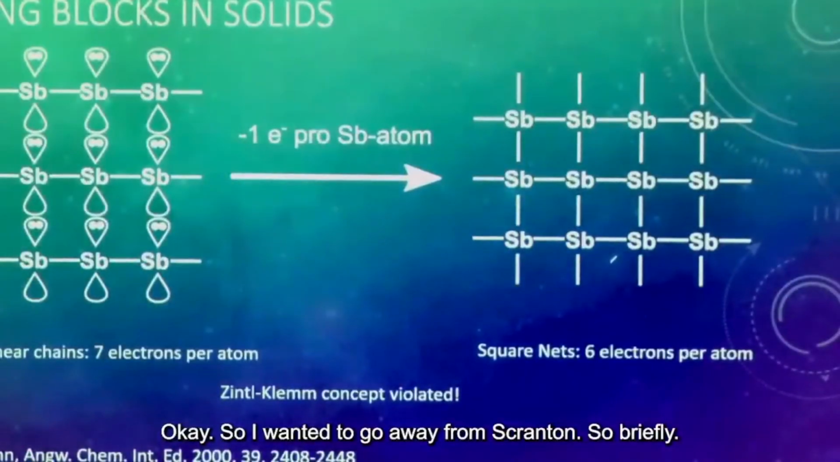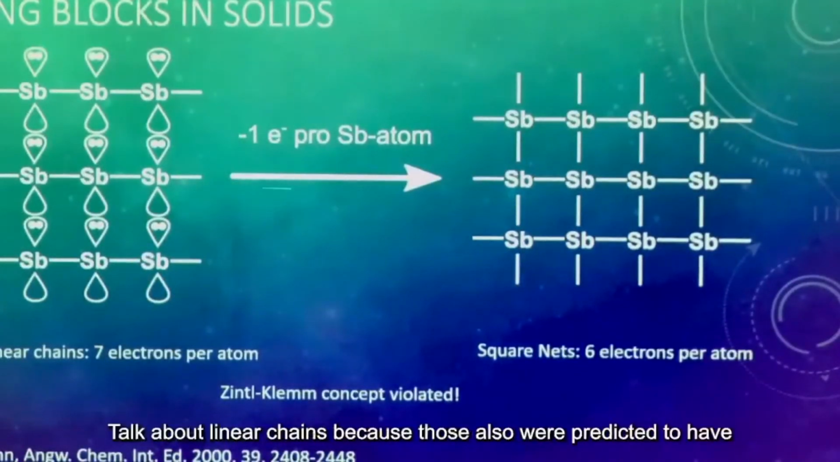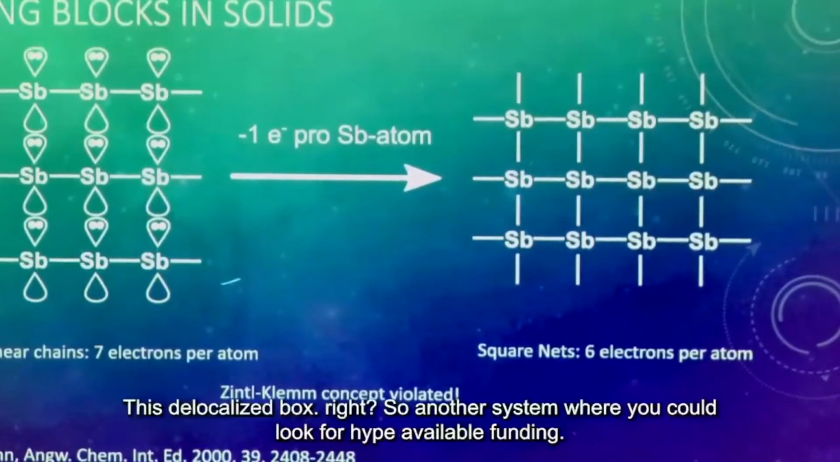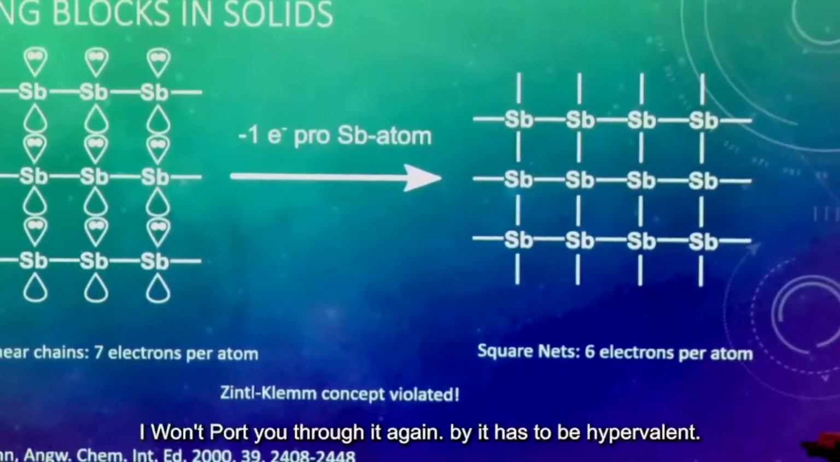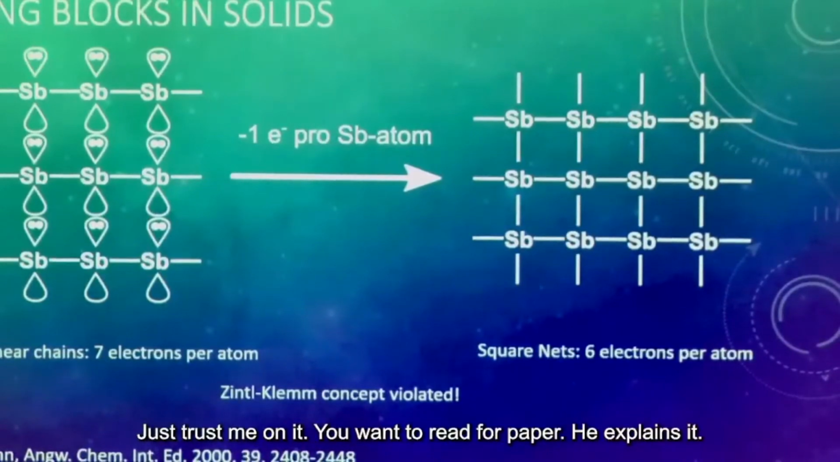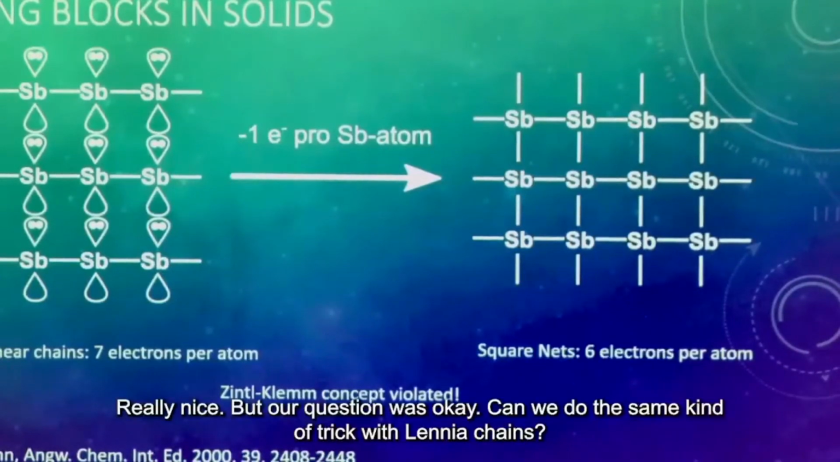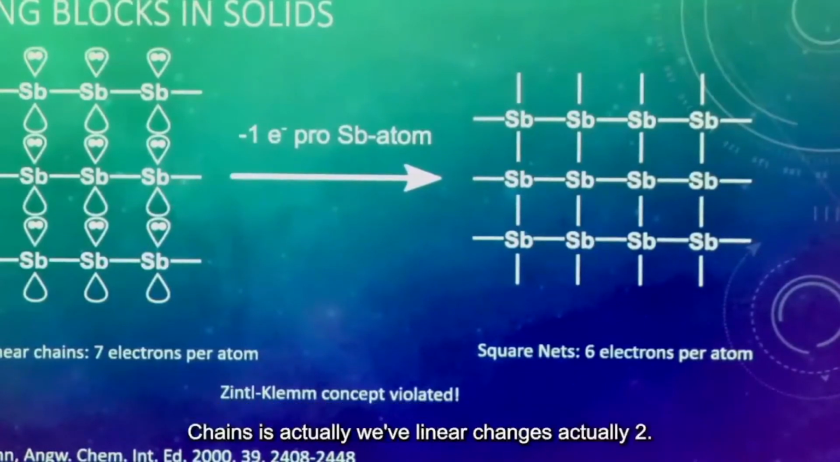Okay, so I wanted to go away from square nets and briefly talk about linear chains, because those also were predicted to have these delocalized bonds, right? So another system where you could look for hypervalent bonding. Here you need 7 electrons per site now for it, and I won't walk you through again why it has to be hypervalent. Just trust me on it. If you want to read more, the paper explains it really nicely. But our question was, okay, can we do the same kind of trick with linear chains?